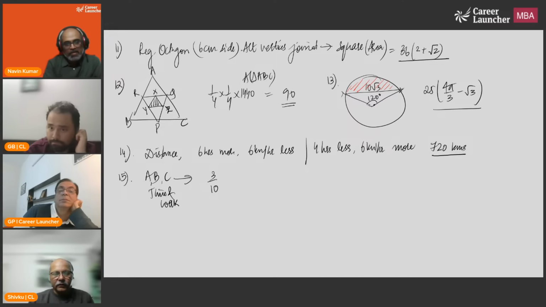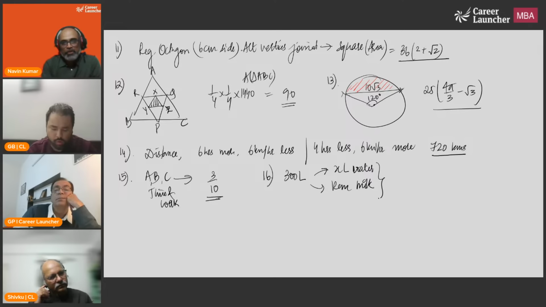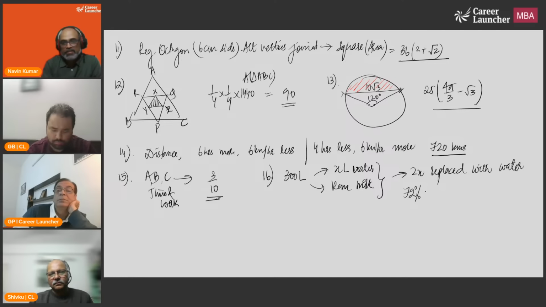Okay. Mixtures and solutions में एक water was added to milk. हाँ, 300 liters का एक container है wherein we have X liters of water added and remaining was milk. So this was basically a question on replacement, and from here 2X was replaced with water. Now once this was done, 72% water was present. So what is the value of X? The answer is 30 liters. So this was a theta question again.